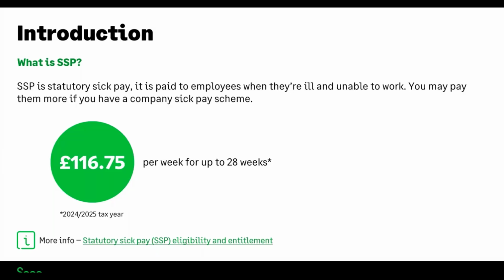So what is statutory sick pay? SSP stands for statutory sick pay, and this is the minimum amount that you should pay to qualifying employees when they're off sick. It's paid to employees when they're ill and unable to work, but you may pay them more if you've got a company sick pay scheme. The rate of statutory sick pay is a weekly rate of £116.75, which has of course recently increased at the beginning of this tax year, 2024-25. And that's for a period of incapacity for work for up to 28 weeks. So that's the entitlement for the employees.